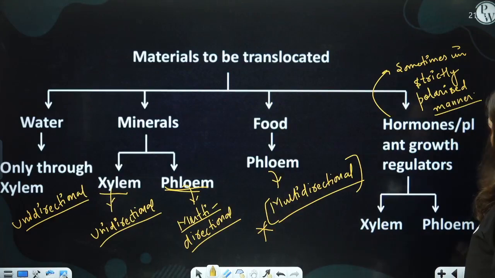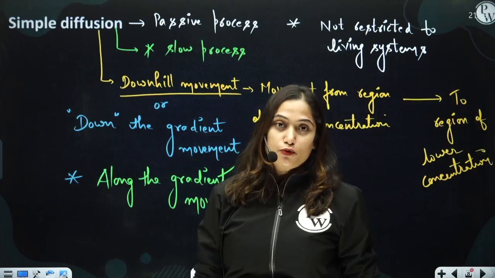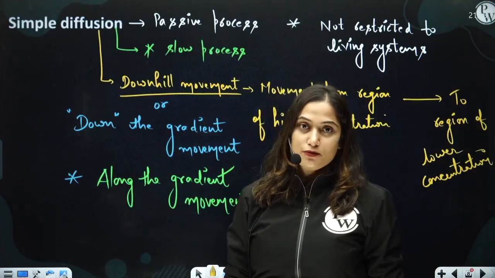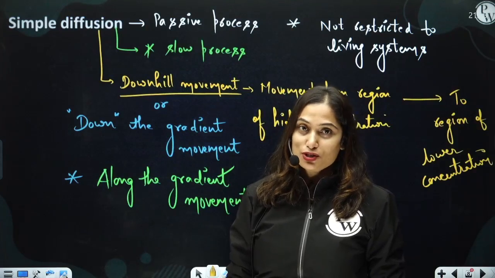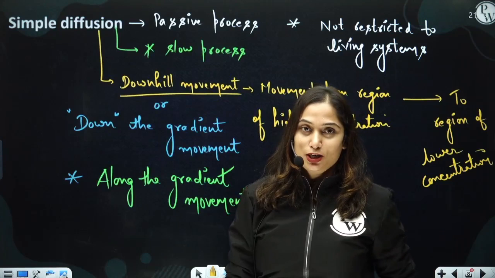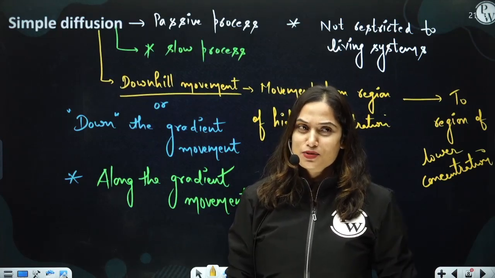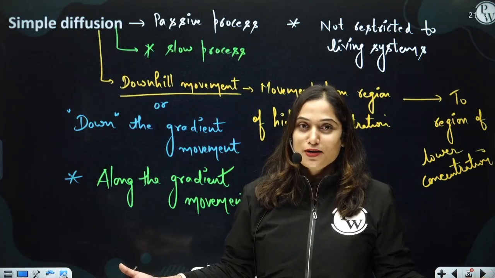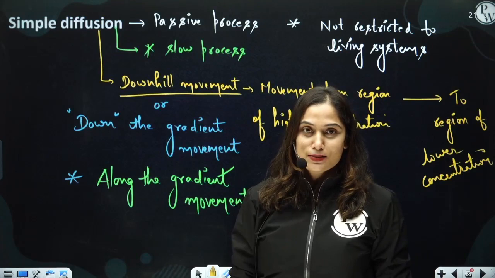Clear? Okay. Now let's get back to the four forces which are responsible for short distance transport. And the first one was simple diffusion. Simple diffusion is a kind of movement of molecules which is not restricted to only living systems. You can see diffusion everywhere, right? So it is seen both in living and non-living systems.